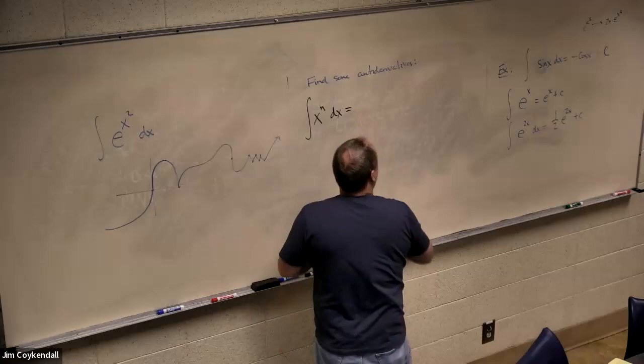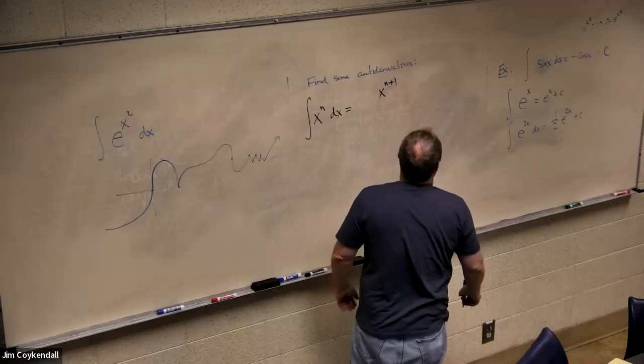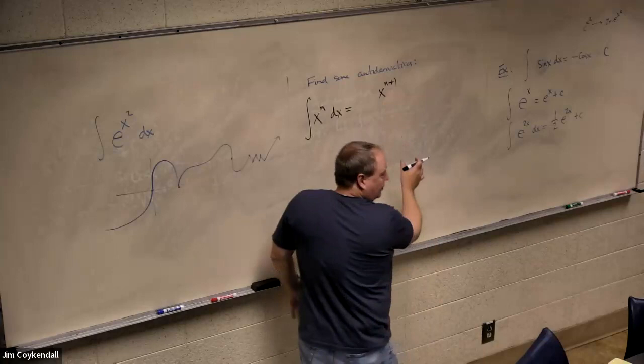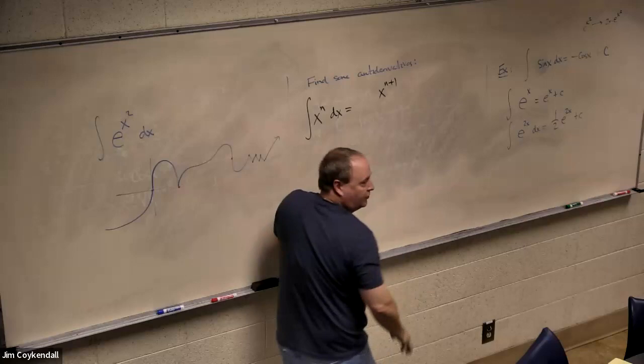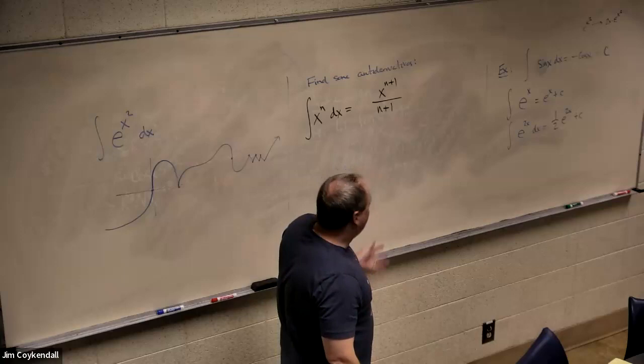I agree with that. But this x to the n plus 1 by itself, naked, doesn't seem to work. Right. And the problem is, when you take the derivative of this, yes, you've got the right power, but oops, you're going to have an n plus 1 out in front. There you go. And that'll cancel it out.